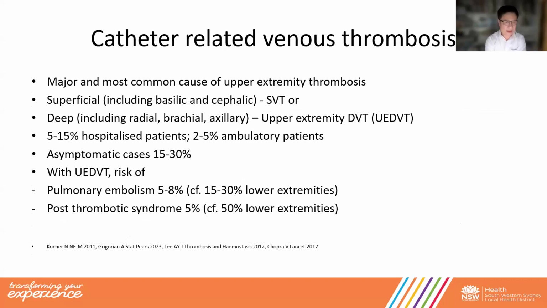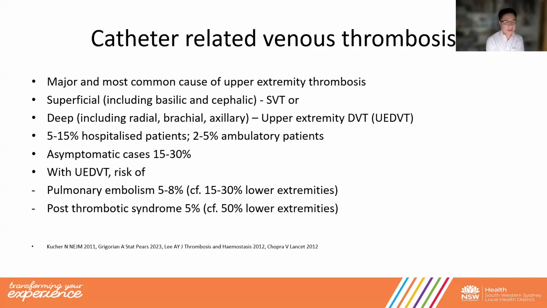The next major complication I would like to discuss is catheter-related venous thrombosis, which accounts for 70 to 80% of thrombosis in the upper extremity. A vascular access device is a foreign body and will cause endothelial trauma, leading to inflammation, increasing risk of thrombosis. Catheter-related thrombosis can be a superficial venous thrombosis, SVT, or deep venous thrombosis, DVT, also termed upper extremity DVT.